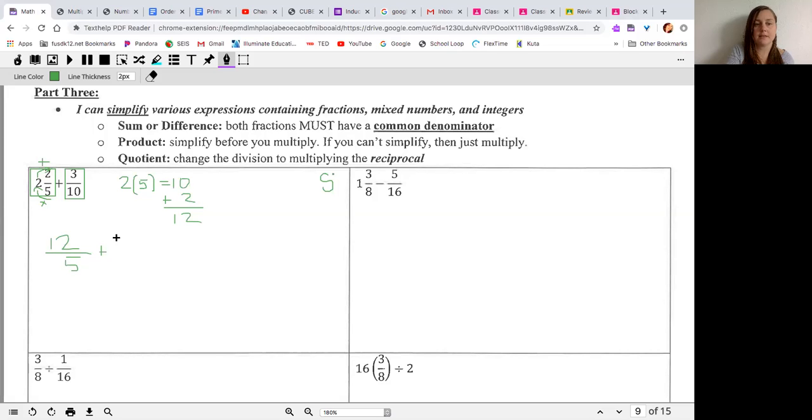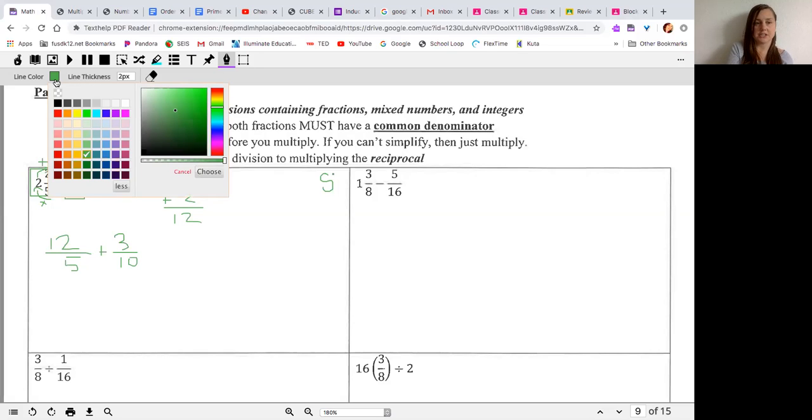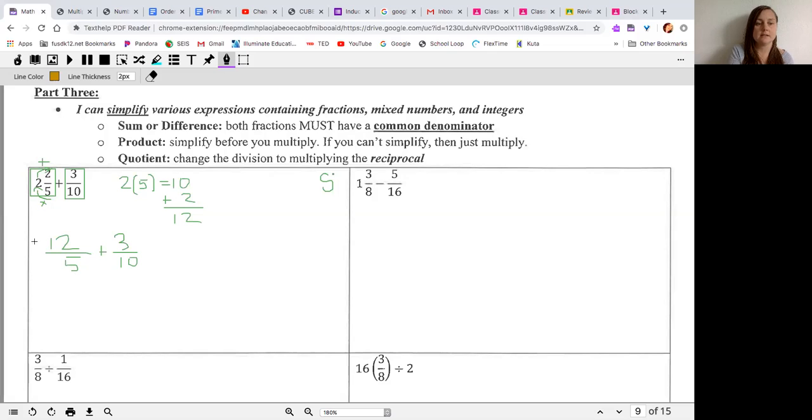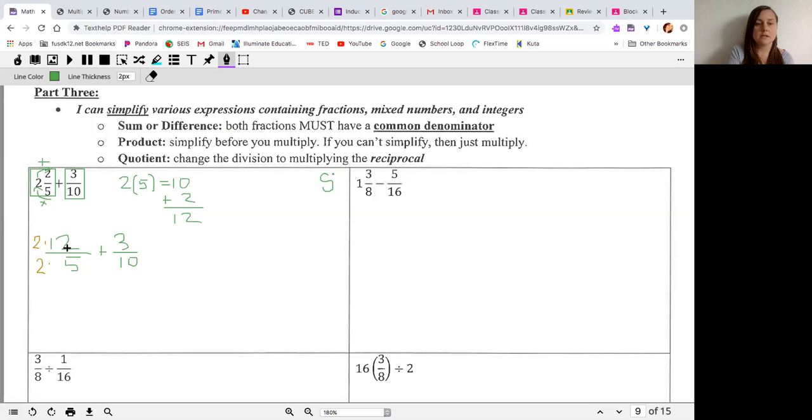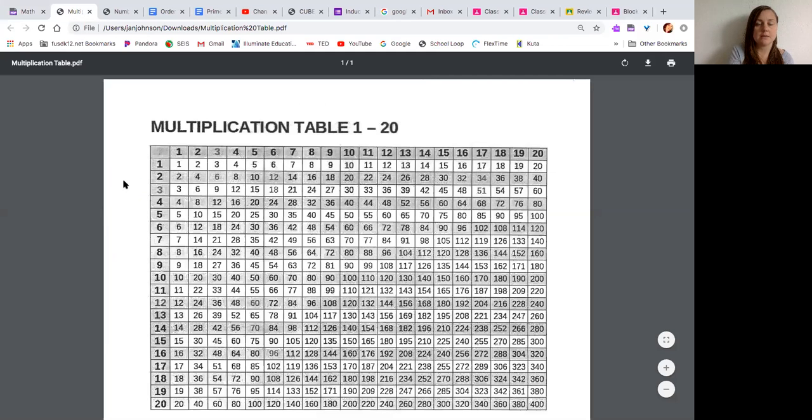Plus 3 over 10. So I still need to make them match. And we just said 5 times 2 is 10. So there is a helpful hint. I will change color. See if we can see that. Times it by 2, times it by 2. Change it back. 2 times 12. Check on my chart. It's 24.